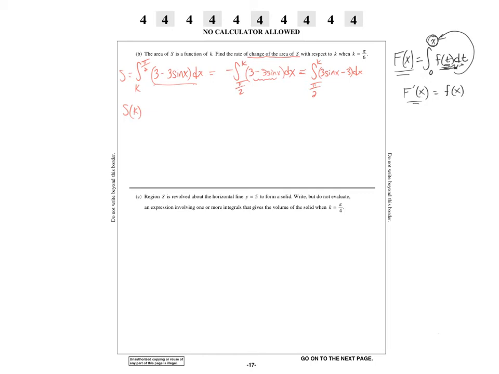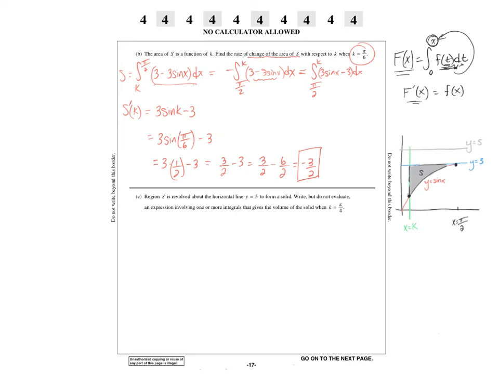So I'm going to go ahead and just change this to s prime of x. I'm sorry, s prime of k, and say that that's going to be 3 sine of k minus 3. And the question asks, find out what that rate of change is when k is pi over 6. So we just need 3 sine of pi over 6 minus 3. Sine of pi over 6 is 1/2, so 3 times 1/2 minus 3 is 3/2 minus 3, which of course is 3/2 minus 6/2, which is negative 3/2.